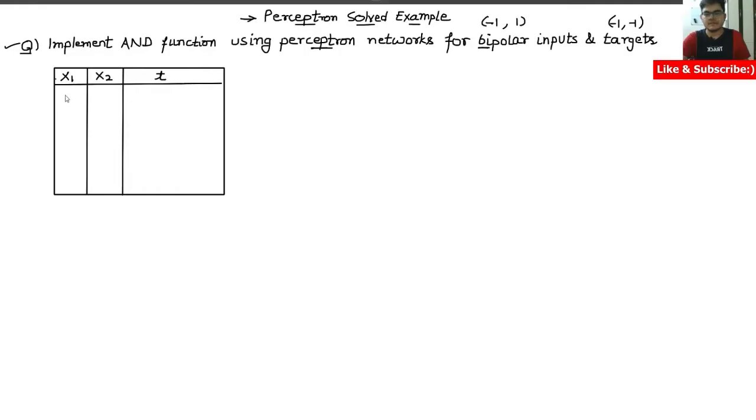So bipolar means 1 and -1. So we will first write 1, 1, -1, and -1 in x1. In x2, I will write 1, -1, 1, -1. And now since we will have to implement the AND function, we will do the AND of these two inputs. So 1 and 1 will give me 1. If there is any negative, we are going to write -1. Here also it will be a -1, and here also it will be a -1. So this is how we implement the AND function, and this is basically our data set.